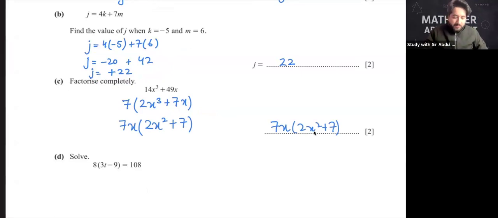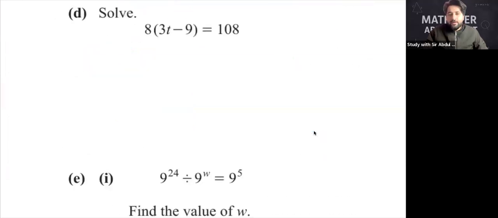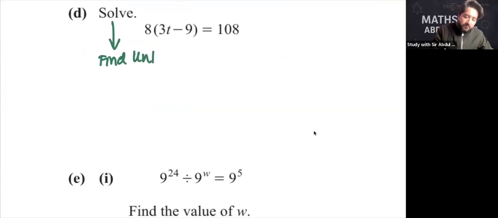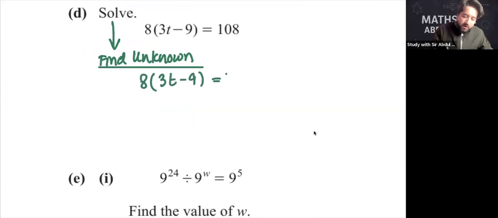Okay. Now the third part, D, you can see is of the solution. By solving, we mean find the unknown. Find the unknown. So first of all, you can see that 8 multiplying with the bracket is equals to 108. I can take this 8 to the right side by dividing it. So I can write the question as 8 times 3t minus 9 is equals to 108.